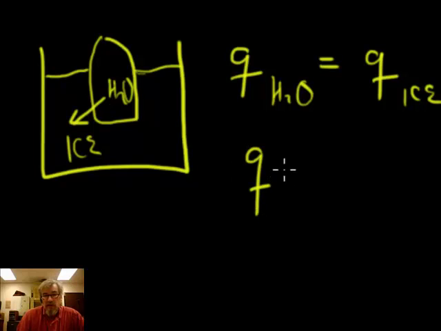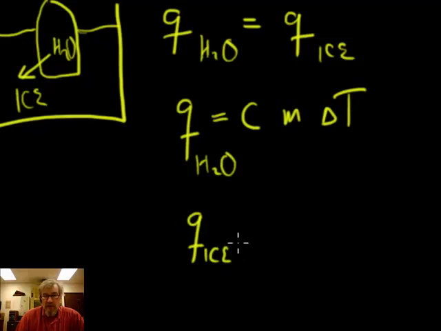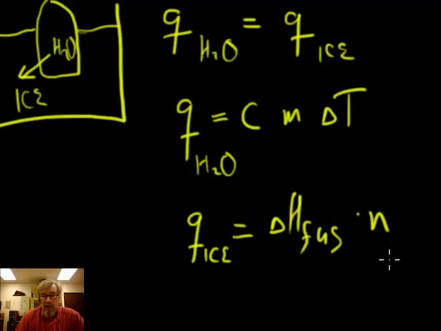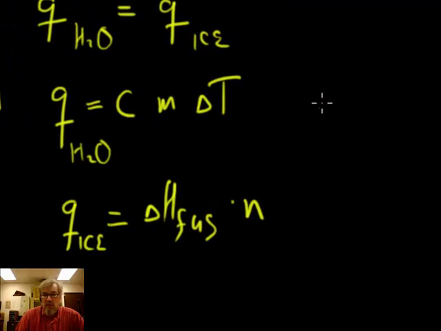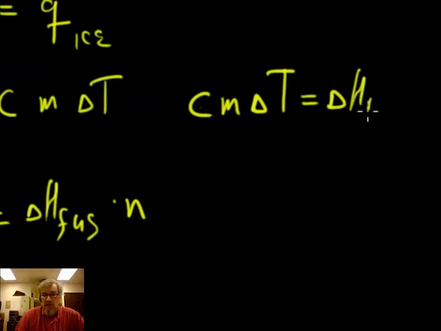Well, the amount of energy that's released when something cools is given by specific heat times mass times change in temperature. So that's the amount of energy that's released by the water. But that has to be equal to the amount that's absorbed when the ice melts. For a phase change, like melting ice in this case, we know that Q is going to be equal to delta H of fusion for water times the number of moles that melted. So since Q water and Q ice are equal to each other, we can set these two quantities together: C times mass times delta T equals delta H of fusion times number of moles.